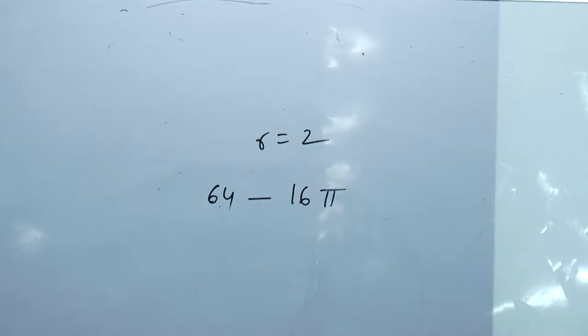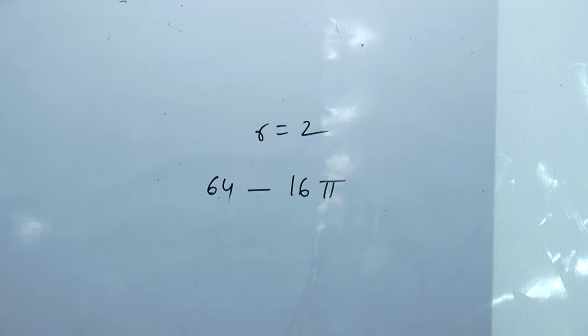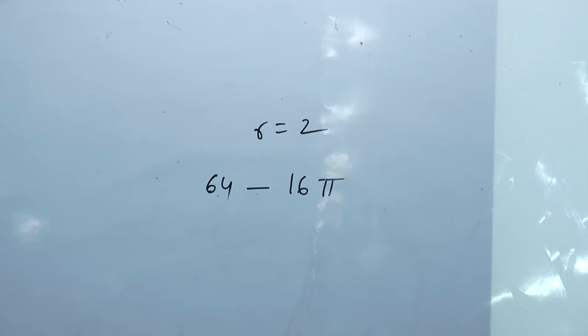64 minus 16 pi. That's your answer. The square area which is not covered by coins.